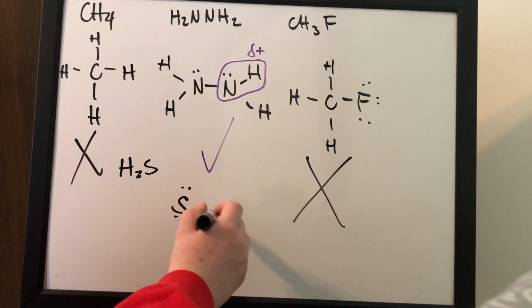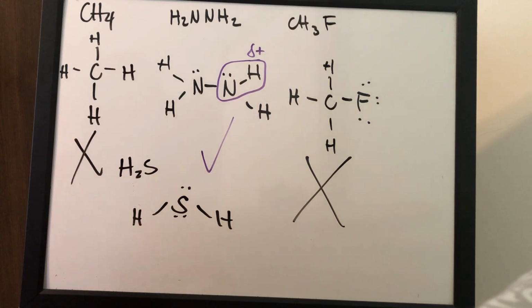H2S, of course, looks like this. It's a bent structure, polar molecule, but it does not have an N, O, or an F. Well, it does have an H, so this one cannot have hydrogen bonding. So it was only the nitrogen and hydrogen molecule that fit that description.